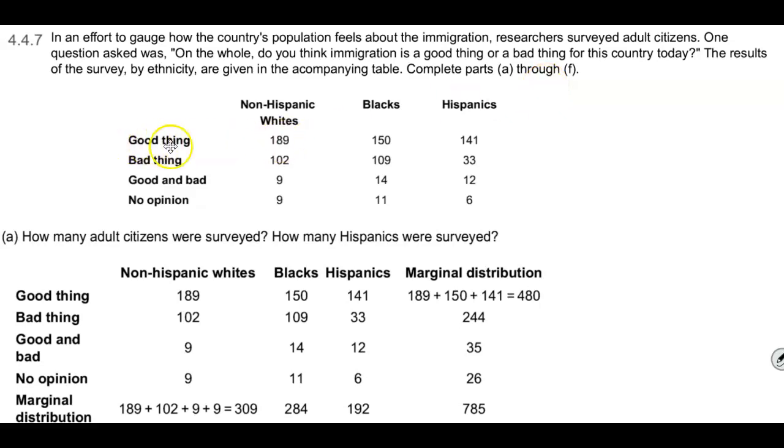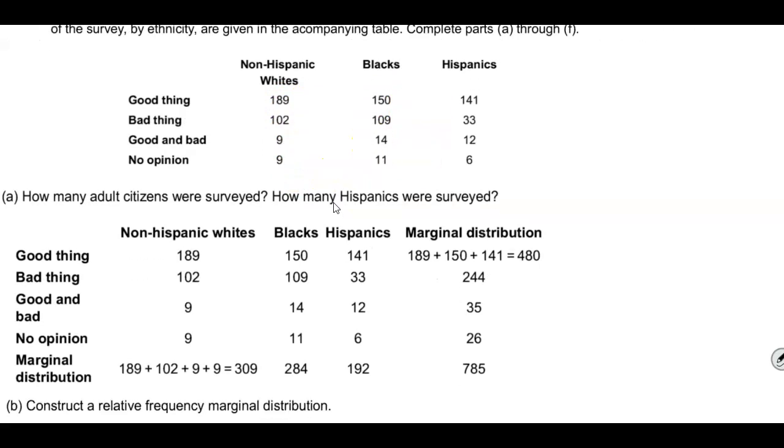So here we have 4 rows: whether it's a good thing, bad thing, good and bad, and no opinion. And then we have 3 columns that represent non-Hispanic whites, blacks, and Hispanics. So you can see here are the numbers for that. The first question for part A is asking how many adult citizens were surveyed and how many Hispanics were surveyed.